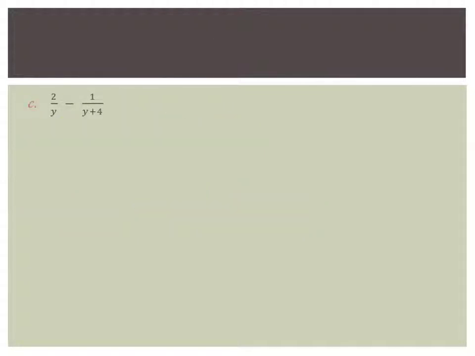C is 2y minus 1 over y plus 4. So my common denominator is going to be y times y plus 4. So on the first one I already have a y, so I'm going to multiply by y plus 4, top and bottom. So when I multiply 2 times y plus 4, I'm going to go ahead and distribute that. So it's going to be 2y plus 8.